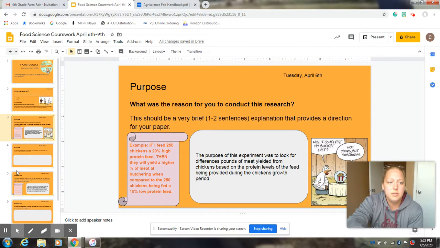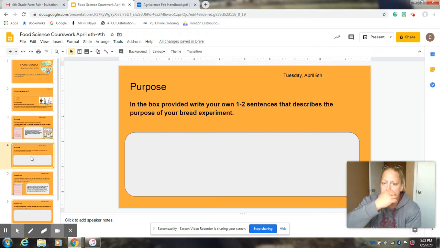So on Tuesday, I want you guys to come in here and I want you to write 1 to 2 sentences that describe the purpose of the bread experiment that we've been doing. So please make sure you use correct grammar, spelling, punctuation, all of that. And it's really short, a couple sentences. Tell me why we're doing it.